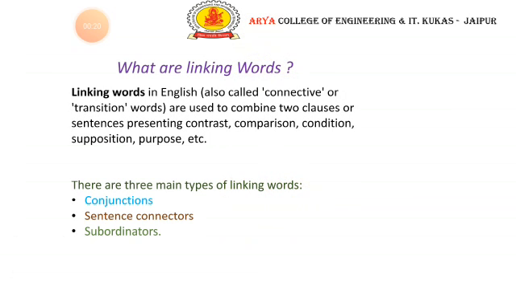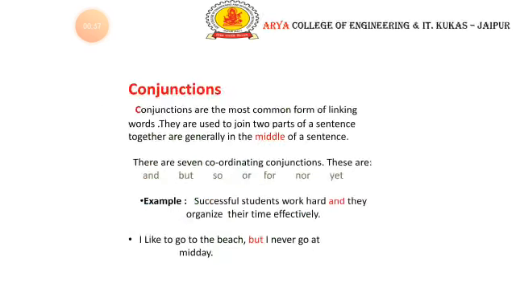They are used to combine two clauses, or we can say they are used to make a connection between two clauses or two statements. They are used to combine or link in one sentence two statements that are presenting contrast, comparison, condition, supposition, purpose, etc. There are three main types of linking words: conjunctions, sentence connectors, and subordinators.